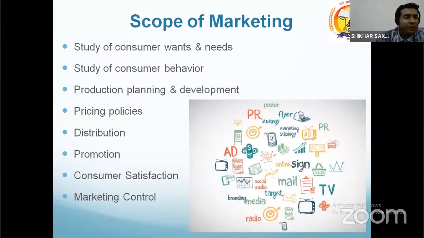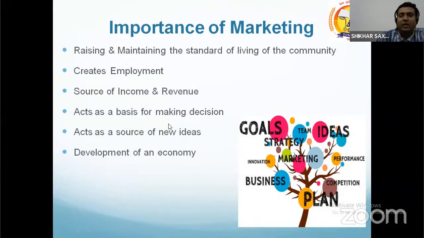We come to the next point. What is the scope of marketing? It helps us study consumer wants and needs, consumer behavior, as well as production planning and development, pricing policies, distribution, promotion, customer satisfaction, and marketing control. Since now we are getting many updates, like the world is changing in the post-pandemic era, there are certain benefits that a company can sort out. Hence, let's discuss the basic importance of marketing.